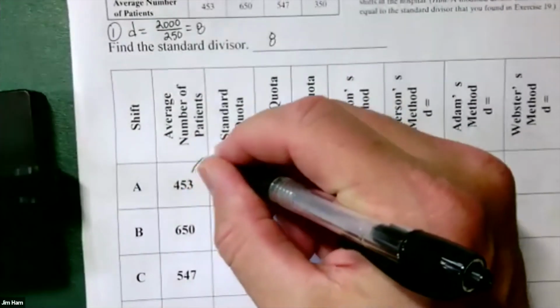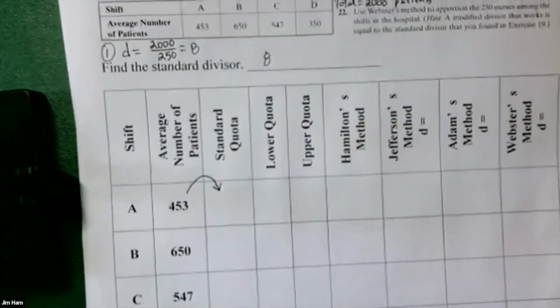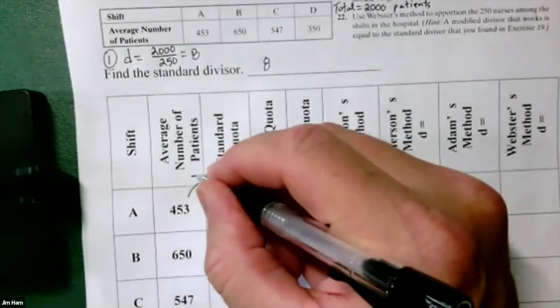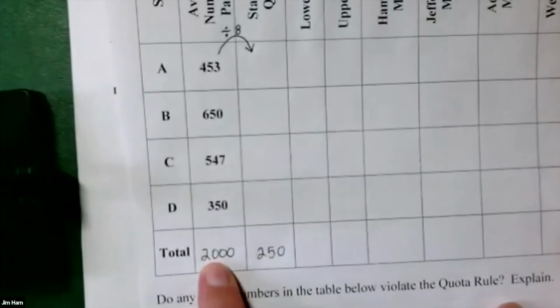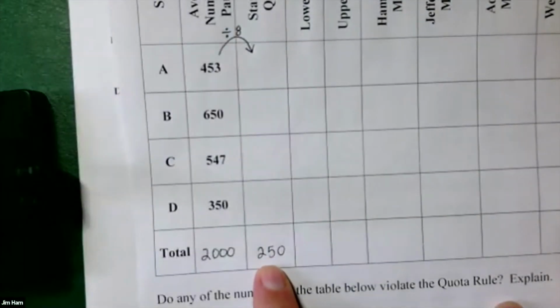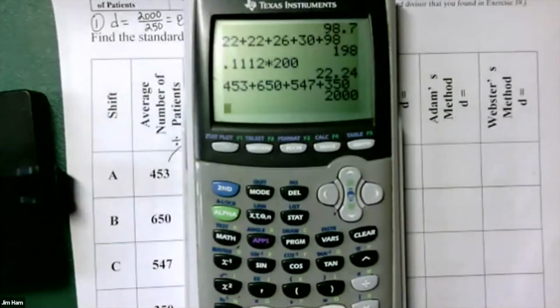As we go from the patients to the standard quota, we're going to be dividing by 8. When you add the numbers in the first column, you get 2,000. When you add the numbers in the second column, you get 250. I'm going to do this on the calculator again, because this is how I want you to do it. It's going to make your life much easier.